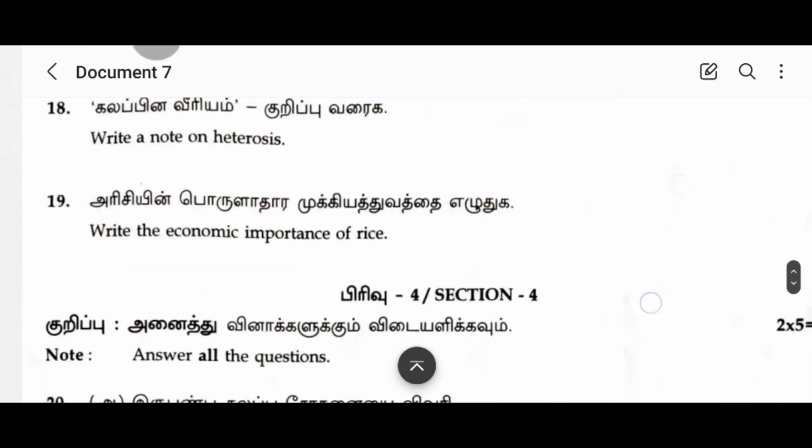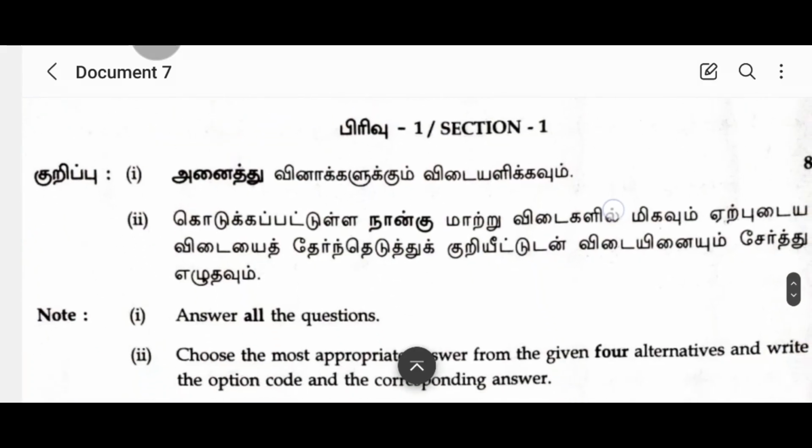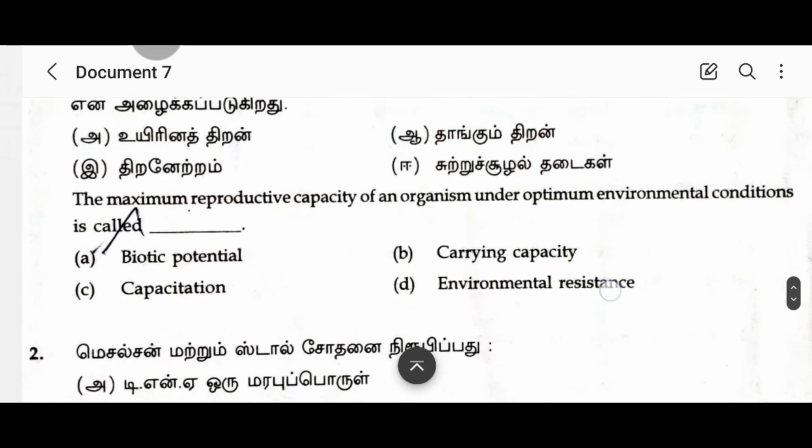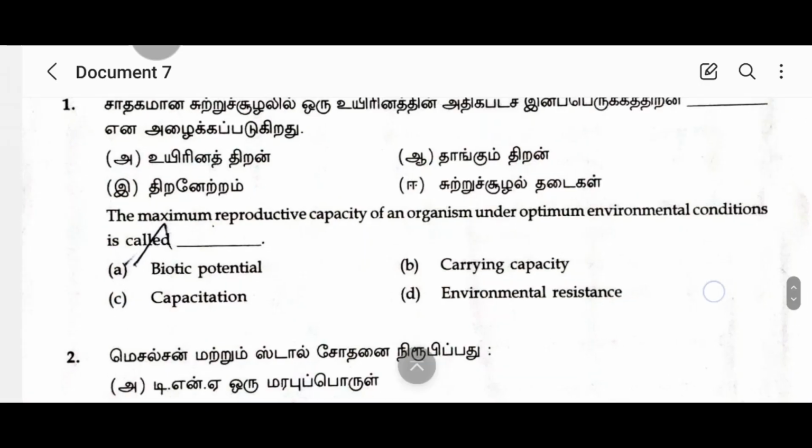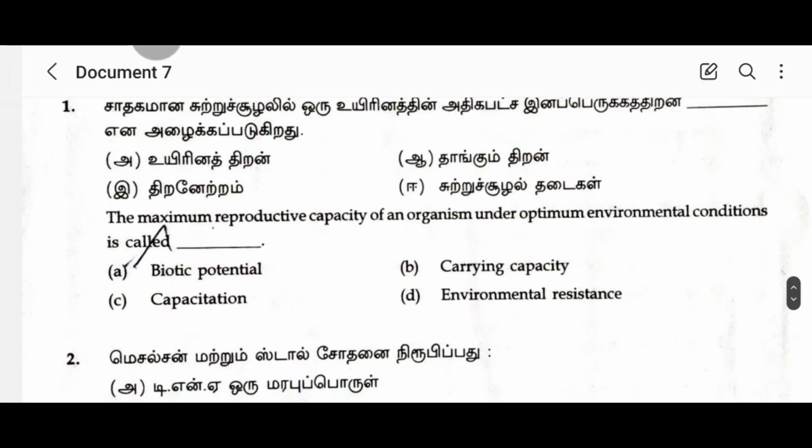The first question is, the maximum reproductive capacity of an organism under the optimum environmental condition is called dash. This question is taken from chapter 10, Organism and Population. It is one of the box questions. The answer is biotic potential.